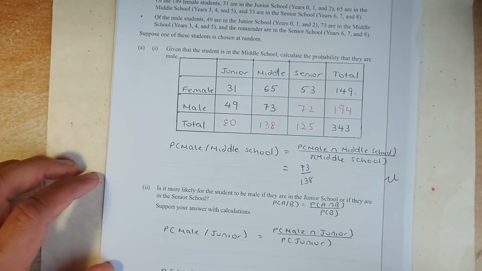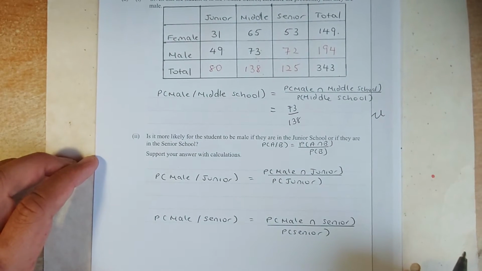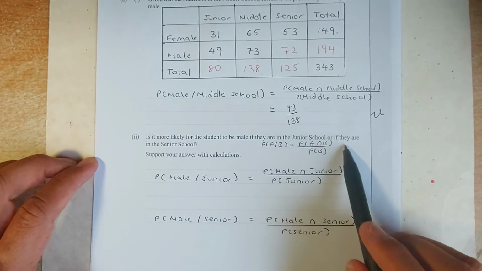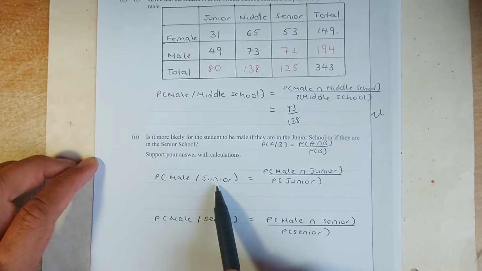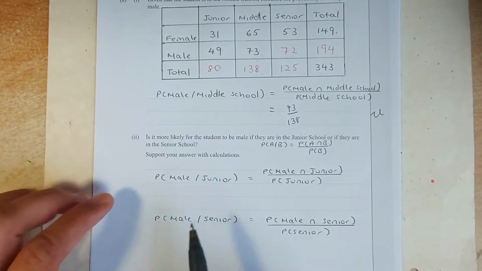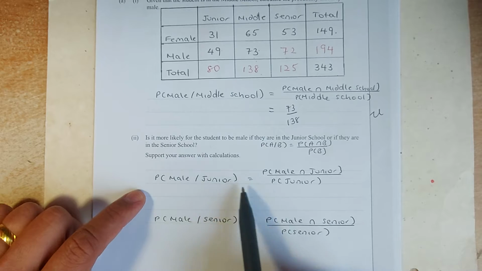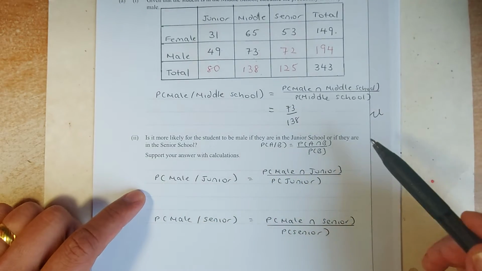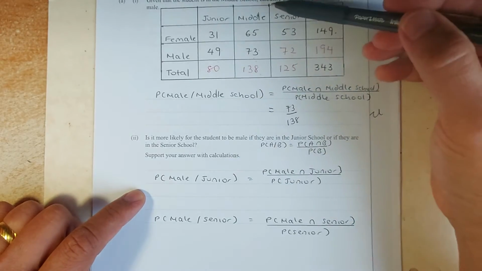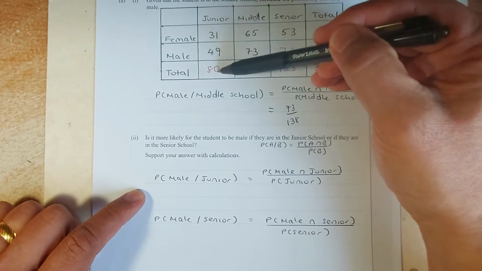Now we go on to the next one. Okay, the next question, we leave the table there. Is it more likely for the student to be male if they are in junior school or if they are in senior school? So the condition is they are in junior school or in senior school, and they must be male. Again, the formula for the conditional probability of male, given that it's a junior school, is male and junior. So you need to look at the table there. Male, it must be in a junior school. So we are looking at only junior school, and the probability of male is 49 out of 80.